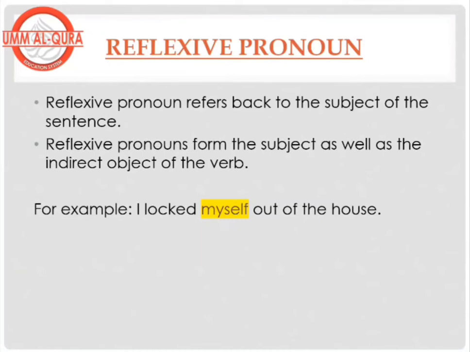Now if we discuss this example in detail, whom did I lock out? The answer is I. So I is the subject in this sentence and I is also the object of this sentence. And we have used reflexive pronoun myself to refer to the subject I.